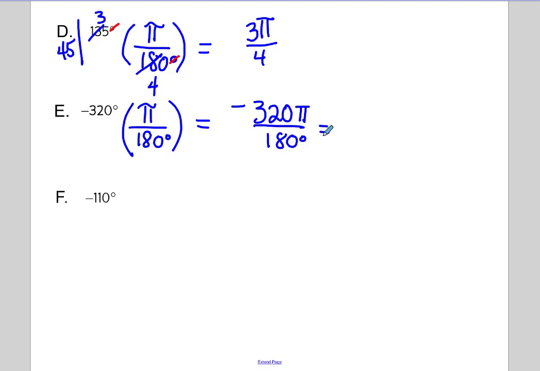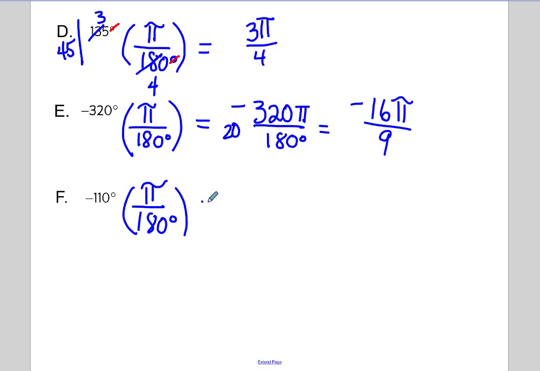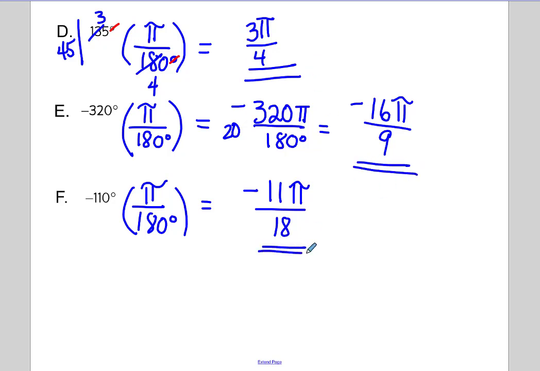Let's see, 20. We can divide 20 out of both of those and get -16 pi over 9. And then our last one, convert -110 to a radian measurement. So this one we can just divide out a 10 in each case, and that would give us -11 pi divided by 18. So these are radian. This is a radian measure, a radian measure, and a radian measure.